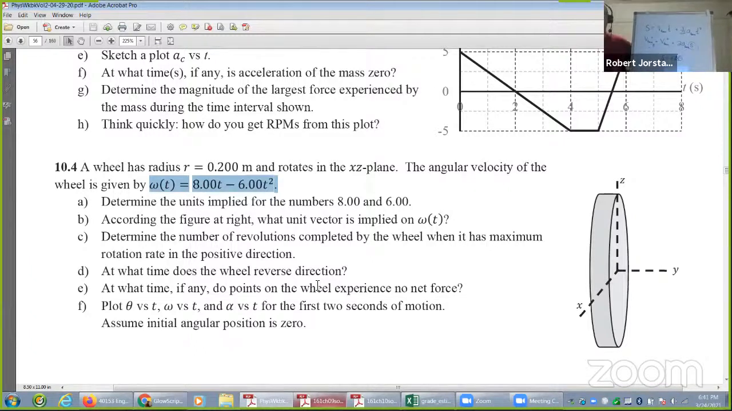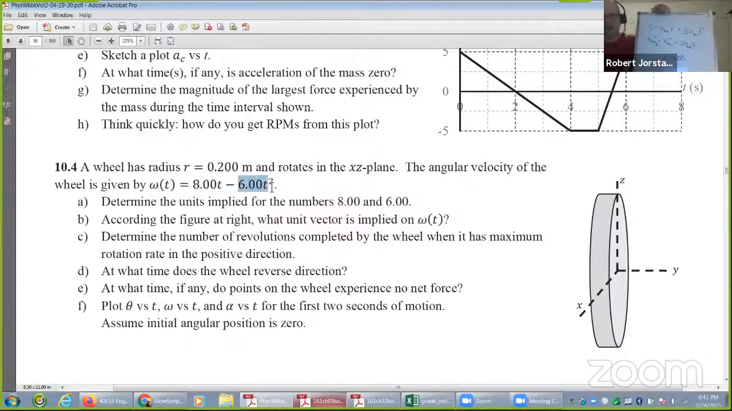Or let me rephrase. It's a function of time. So what kinematics equation should I use to attack this one? You can't. It's not constant alpha.